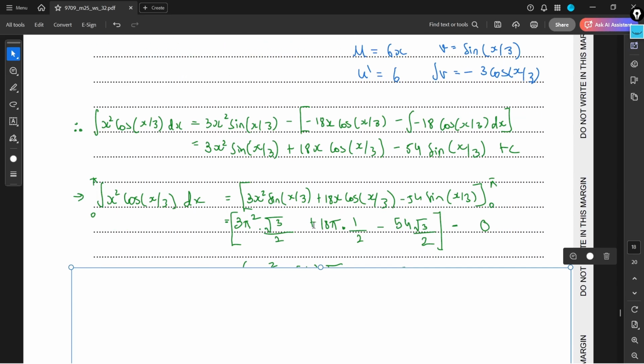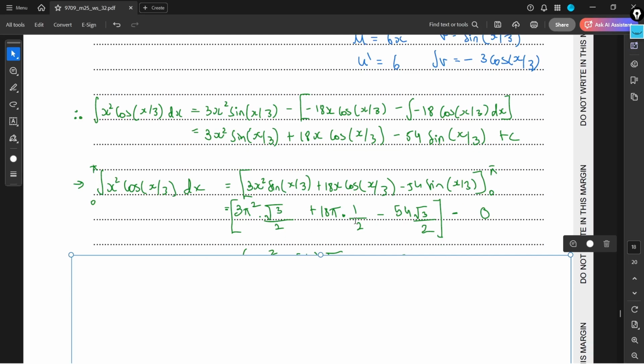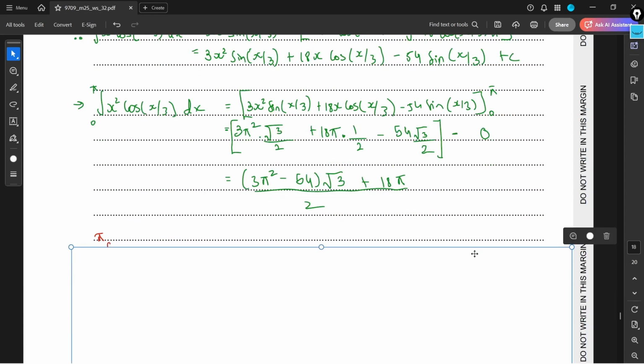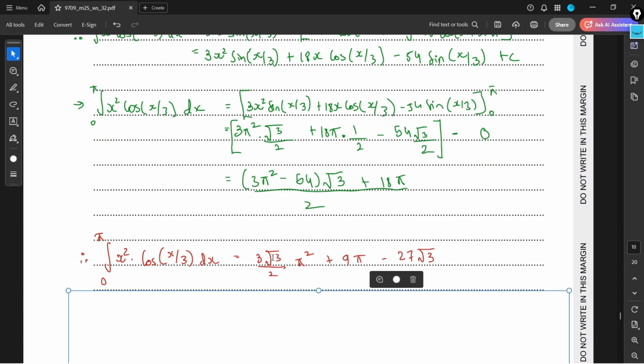And then I can just simplify the root 3 by 2 terms over here by saying that 3 pi square minus 54 is going to be inside the bracket if we take root 3 by 2 as a common factor. And then I'll be left with 9 pi over here. So depending on how you want to simplify it, you can go further after this step. But the final answer that I've written over here is 3 root 3 by 2 times pi square plus 9 pi minus 27 root 3. So depending on if you want to leave your answer over here, even that is fine. If you want to simplify it even further, even that is fine. But that's all we are going to get for this particular question.